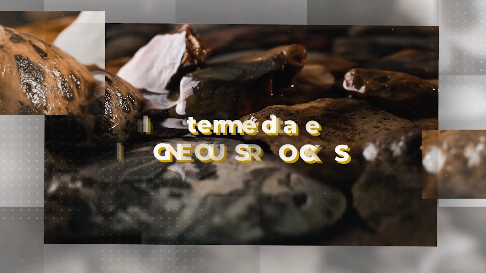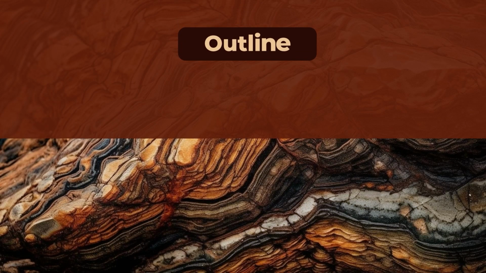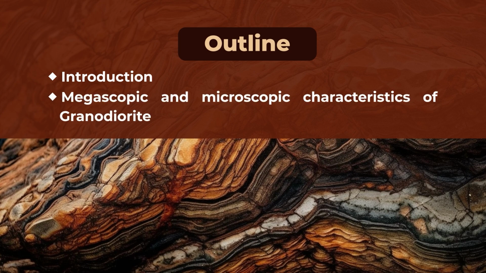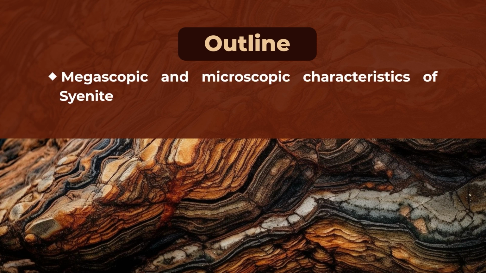Listeners, today we will be discussing intermediate igneous rocks. Here is a brief outline. We will have an introduction section followed by the megascopic and microscopic characteristics of granodiorite. This will be followed by that of diorite and syenite, and we will end up with a summary.